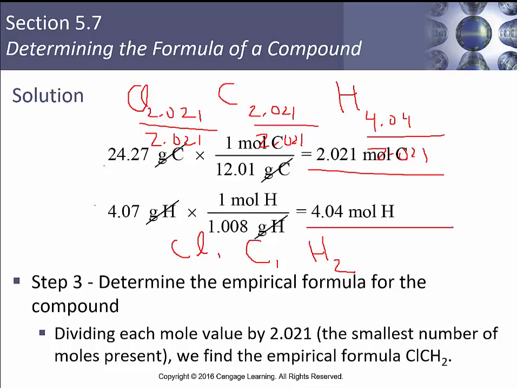If you're a little bit off, right? So here it is 2.021 and this is 4.04. That's okay. You can be a little bit off. What you don't want is to be halfway in between or a third of the way in between.